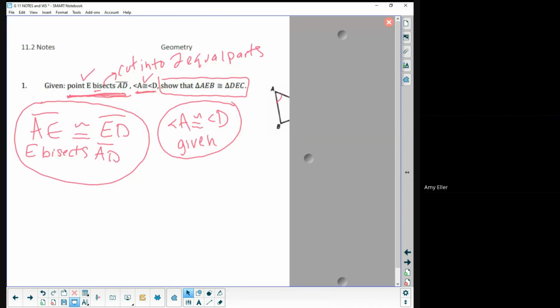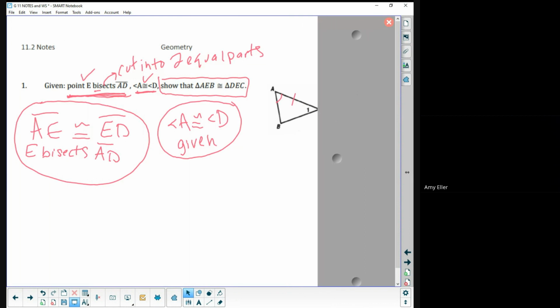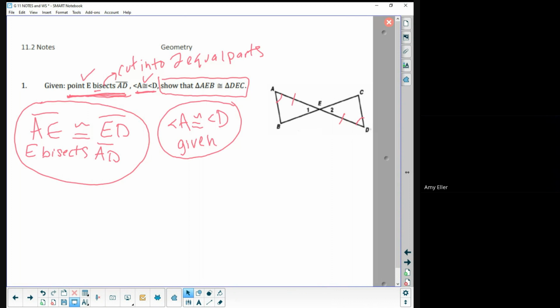So we use this piece of information, and we use this piece of information, and unfortunately, now we're out of information. If I cover up a triangle, does it look like I have enough to prove the triangles are congruent? I've got an angle and a side. So how in the world am I going to get them congruent if I've only been given 2 pieces of information? Well, I look at my picture, and there's something in the picture that I'm allowed to mark. What is it?